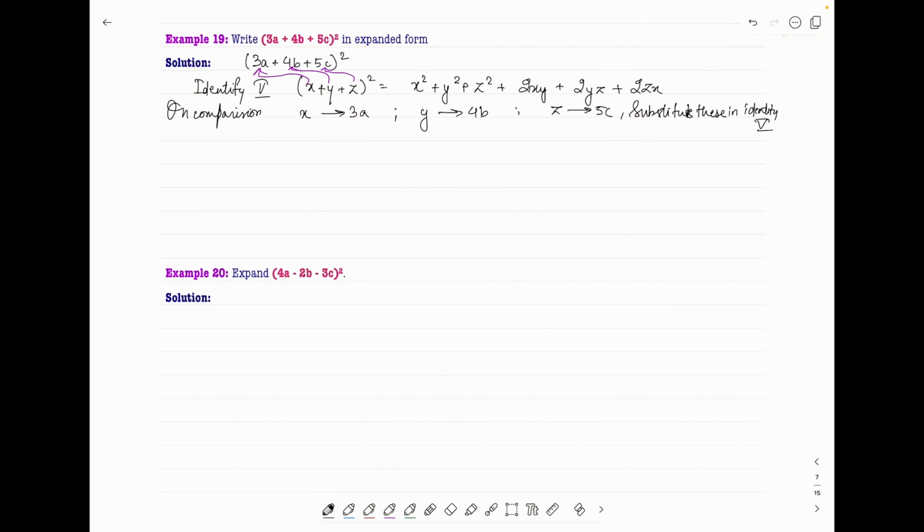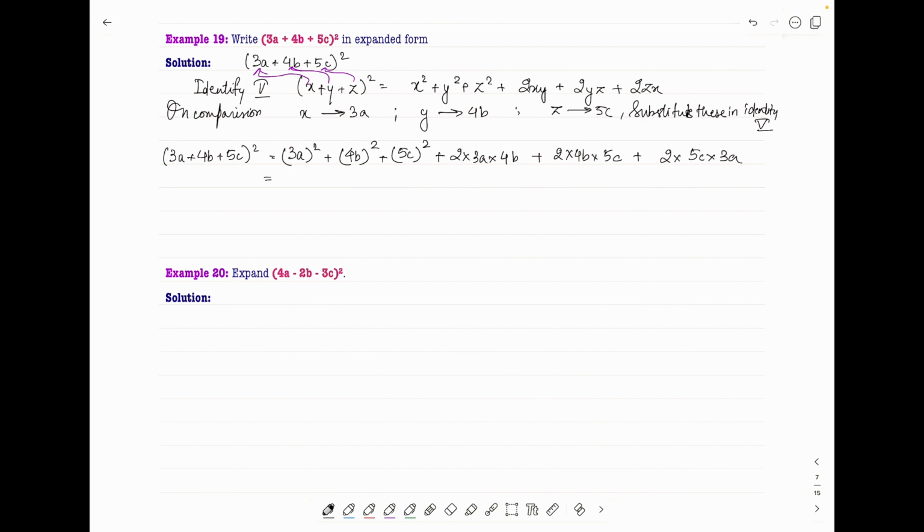When you substitute, what do you get? This is 3a plus 4b plus 5c whole square. Instead of x square, you are going to write 3a whole square. Instead of y square, you are going to write 4b whole square. Instead of z square, you are going to write 5c whole square. Plus 2xy means 2 into 3a into 4b. Plus 2yz means 2 into 4b into 5c. Plus 2zx is 2 into z, which is 5c, into x, which is 3a. So I will solve this.